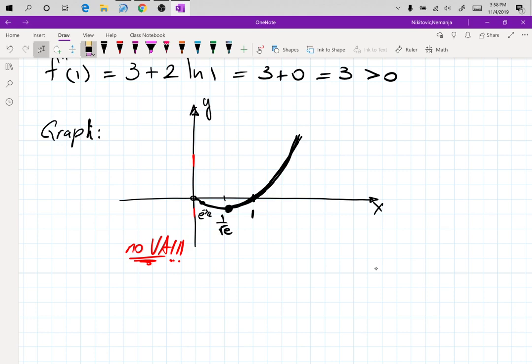Now you can barely see the squiggle here, and then there is the U shape for the other side. Woohoo!